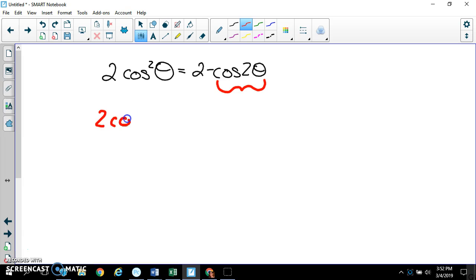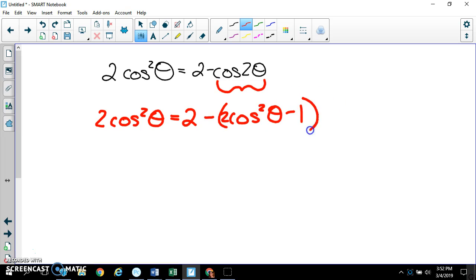So I've got 2 cosine squared theta equals 2 minus cosine squared theta minus 1. Oops, sorry, 2. Okay? So, this is really, really fat. So I'm going to make that a little skinnier. Okay. So I've got 2 cosine squared theta minus 1. And I went ahead and put that all in parentheses because I'm subtracting all of this.